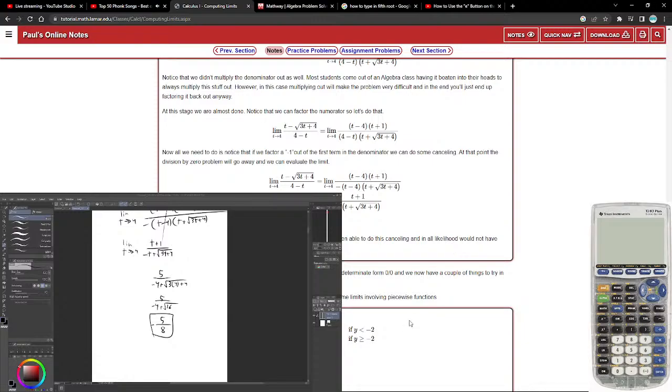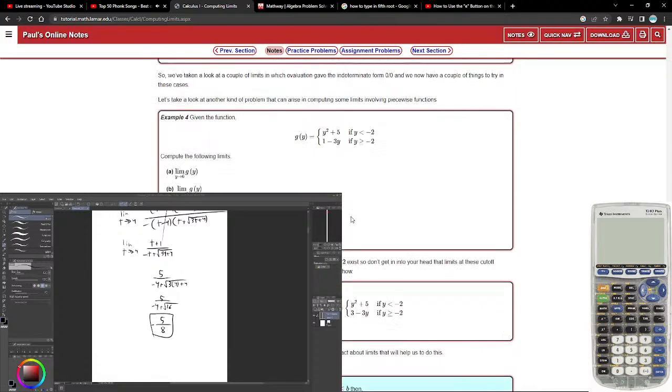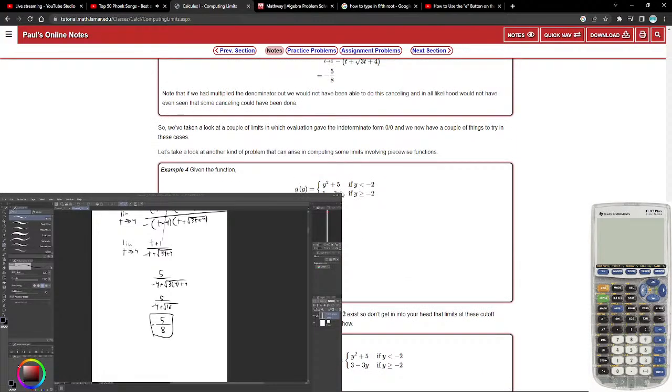So we've taken a look at a couple of limits in which evaluation gave the indeterminate form 0 over 0, and now we have a couple things to try in these cases. Let's take a look at another kind of problem that can arise in computing some limits involving piecewise functions. Compute the limit of g of y as y approaches 6.